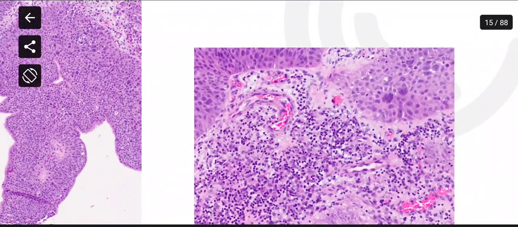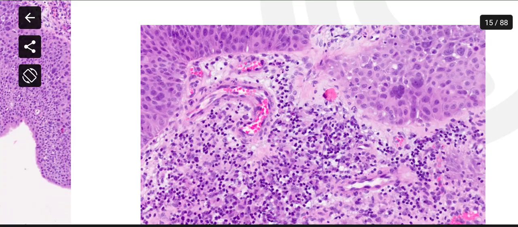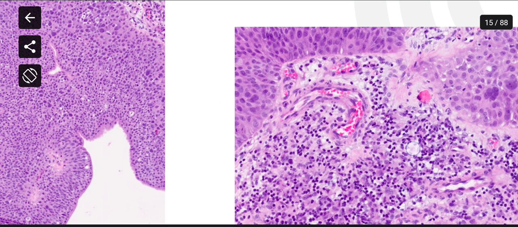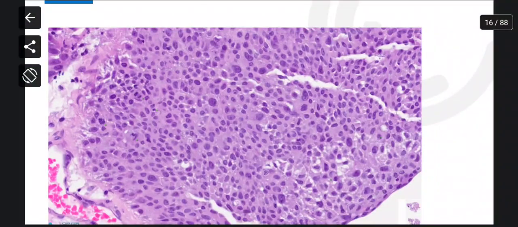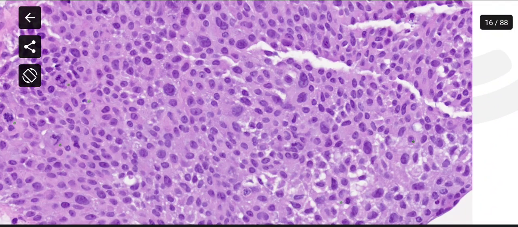Again, inflammation, bizarre large cells. The nucleus has an irregular nuclear membrane. Nuclear enlargement is seen, and blebbing is seen in the membrane. The chromatin is hyperchromatic. Nucleoli are not that prominent here. In this one, there are some prominent nucleoli.